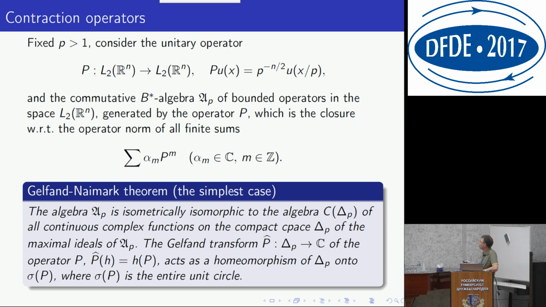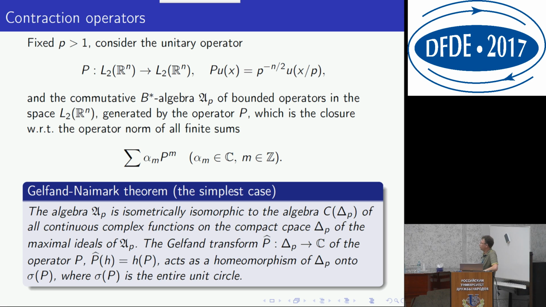I put this multiplier in front for the sake of a unitary operator. And I consider the commutative C-star algebra generated by this operator, so the closure of these sums of operators in L2 of R^n.